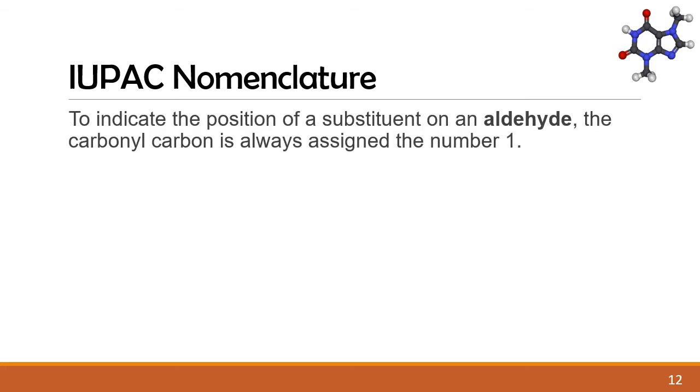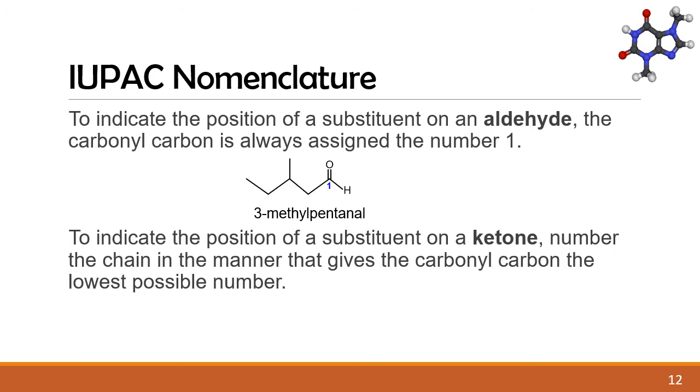To indicate the position of a substituent on an aldehyde, the carbonyl carbon is always assigned the number 1. This aldehyde is a 5-carbon compound with a methyl substituent in C3, so we name it 3-methylpentanal.